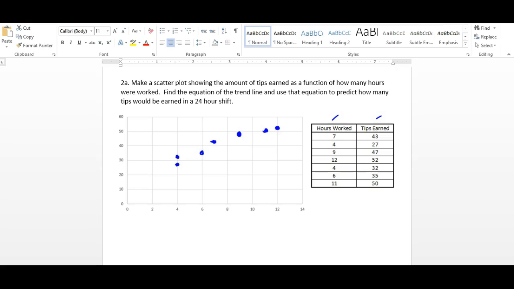All right, here's my scatter plot. I plotted all 7 of these points. We're, again, trying to find the equation to the trend line. So the trend line is going to look like this right there.